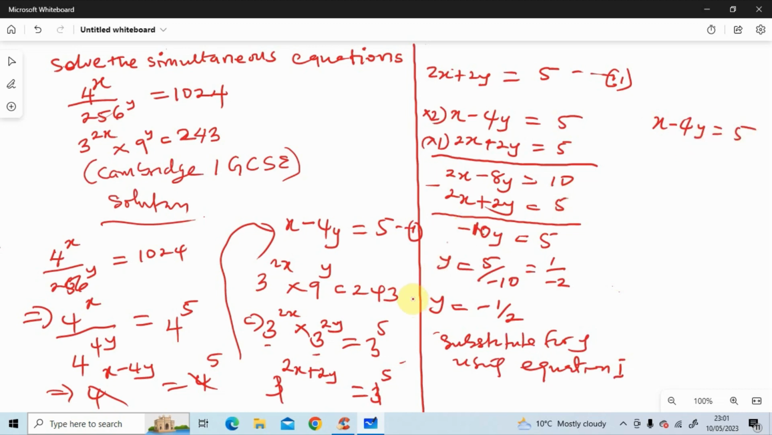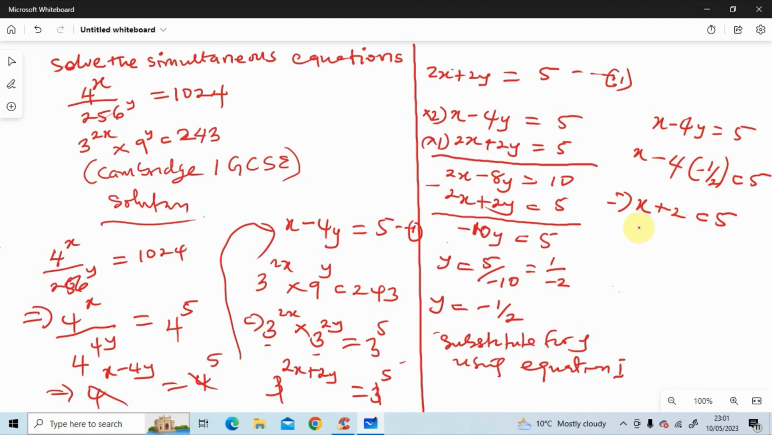Meaning that anywhere I see y, I'm going to substitute with minus 1 over 2. So this is x minus 4, and I put a bracket because of this y, minus 1 over 2, is equal to 5. So I'm replacing y with minus 1 over 2. Remember that minus times minus is plus, so I'm going to put plus here. Then 4 divided by 2 will give me 2, is equal to 5. Minus times minus is plus, so plus 2.